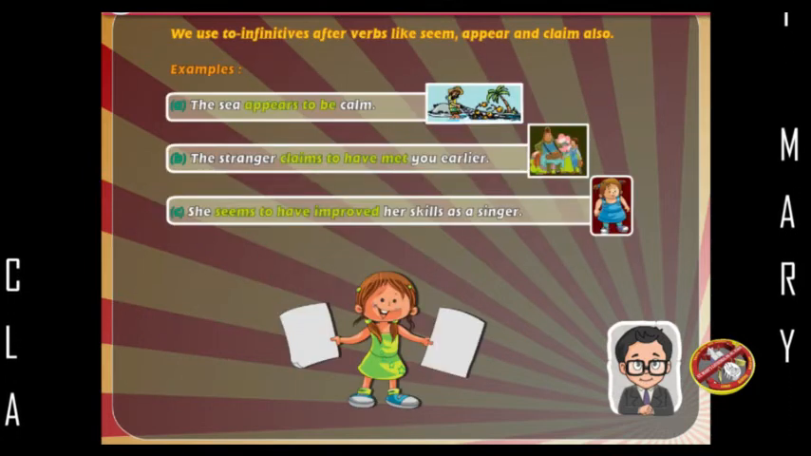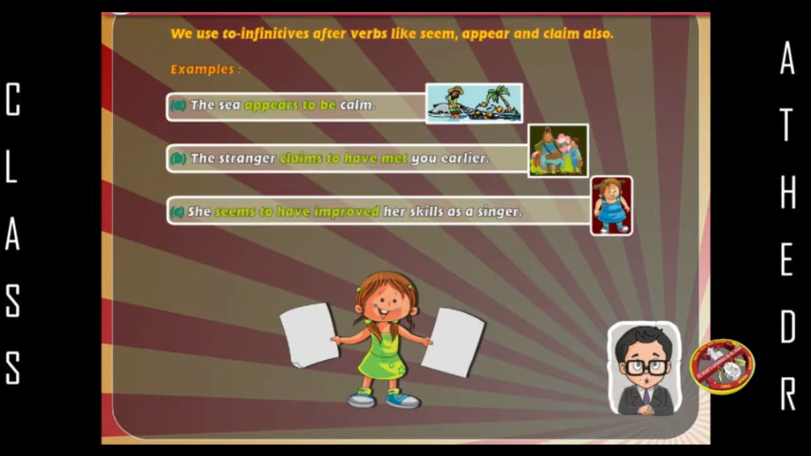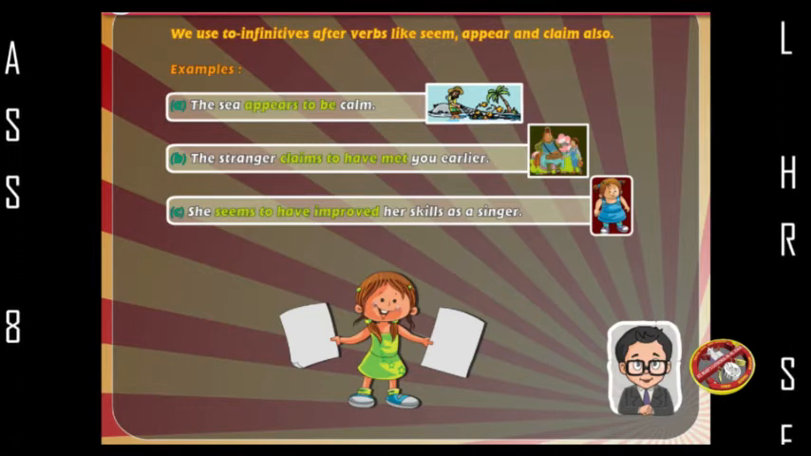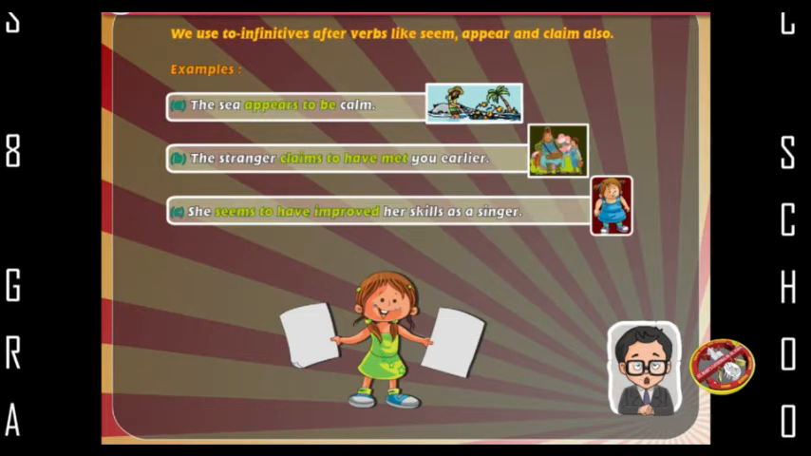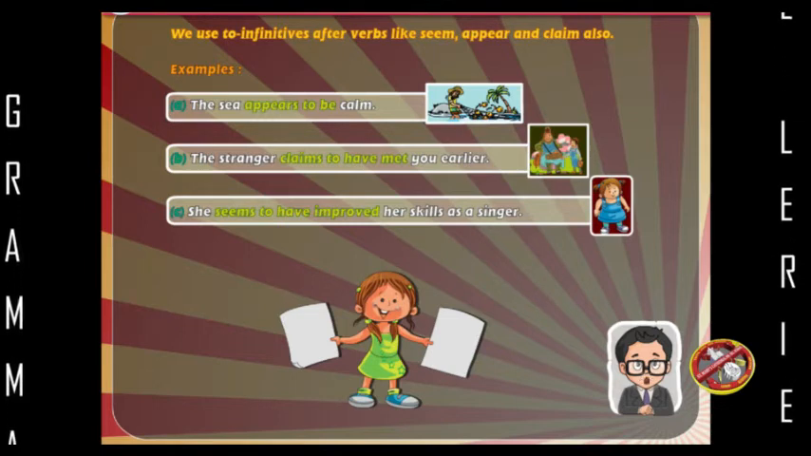We use two infinitives after verbs like seem, appear, and claim also. Examples: the sea appears to be calm. The stranger claims to have met you earlier. She seems to have improved her skills as a singer.